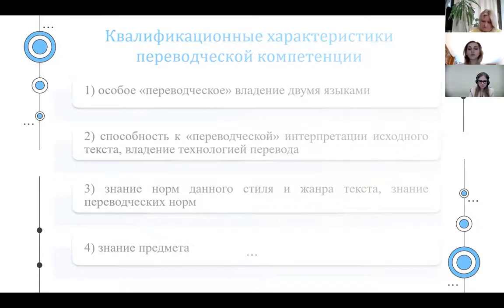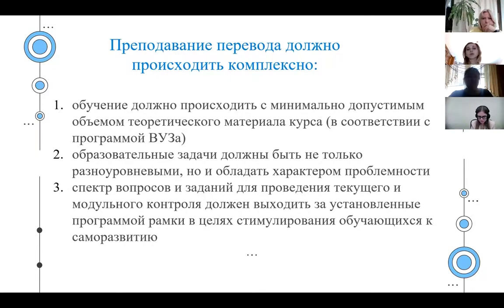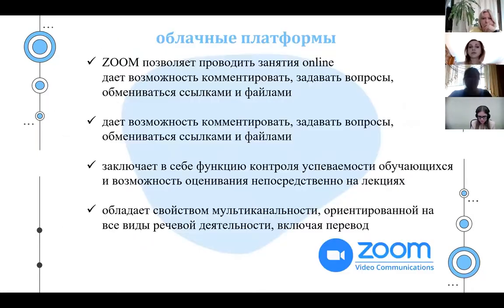That is why it is possible to say that the teaching of translation must be approached in a holistic manner. We should make sure that it has a problem-solving approach. Third, we must cover a number of questions and tasks to control, and go outside the program to encourage students to self-educate.